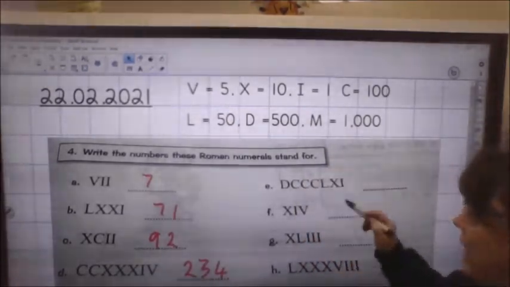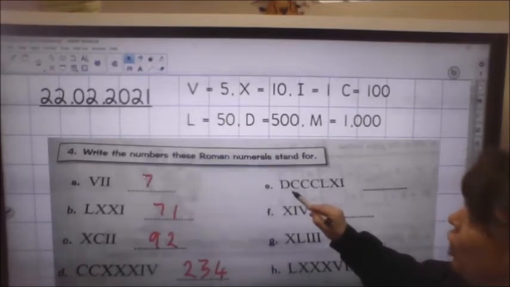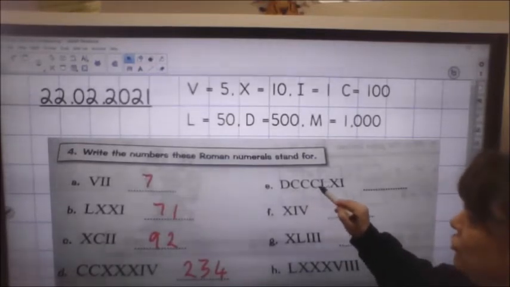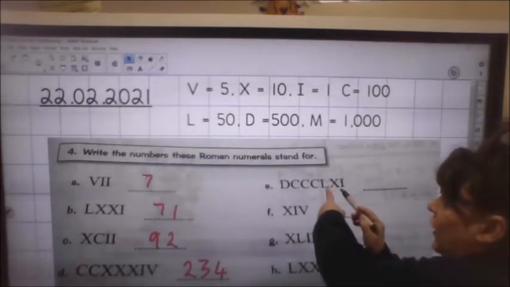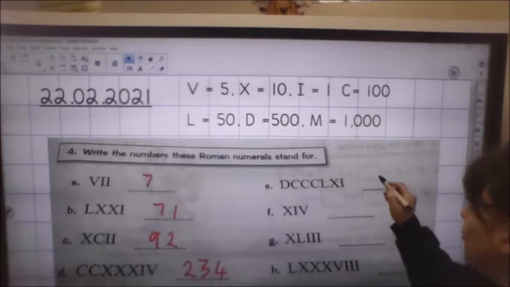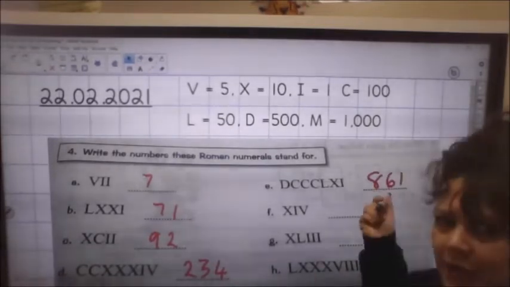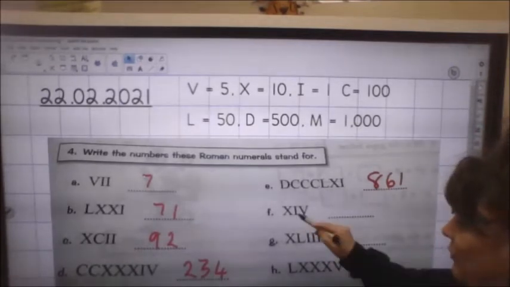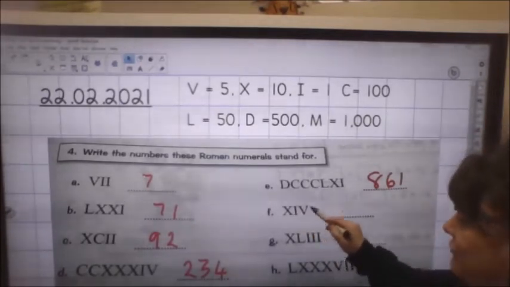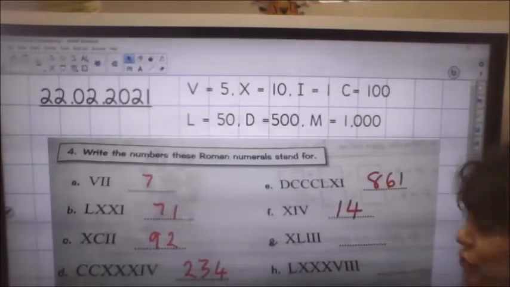So we've got 234. Here we've got D, C, C, C. So we've got 500, 600, 700, 800. And then we've got LXV, so it's 61 there. So we've got 861. That was the tricky one. Then we've got XIV, so we've got 10, and then we've got the I in front of the V, so that's 5 take away 1, which is 4, so 14.